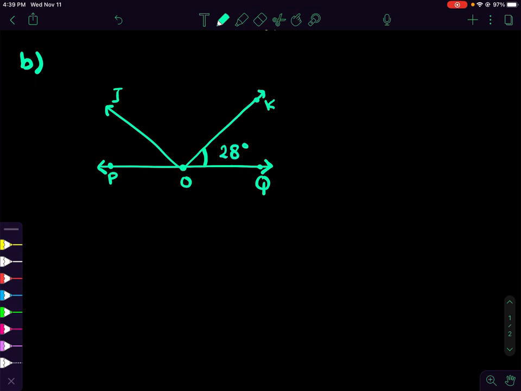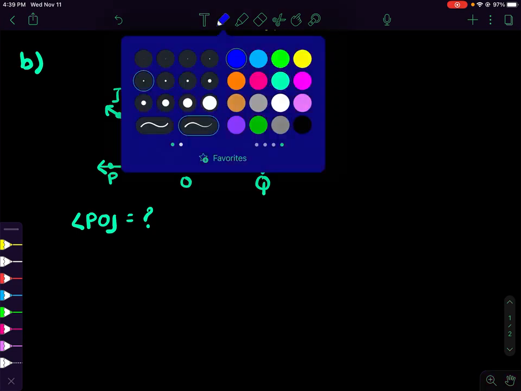And what is it asking us? It's asking to find out about the angle POJ? POJ. This angle is missing. Another thing that is shown in the question, we see this sign. You see that? That means it's 90 degrees. When we see that, that means 90 degrees.